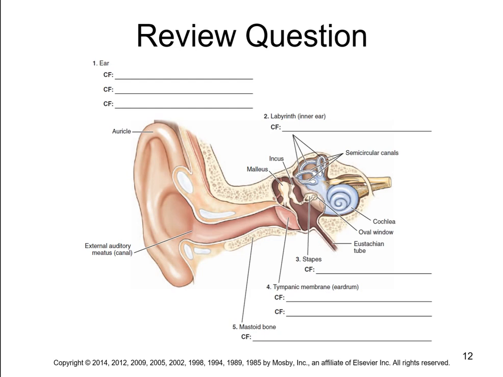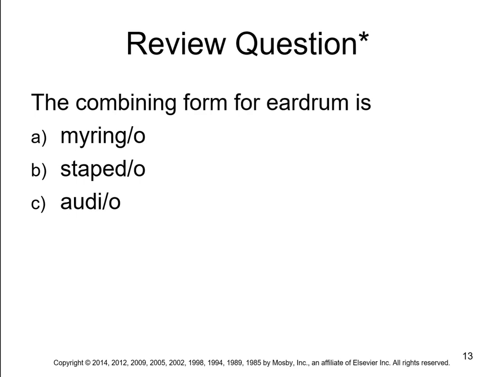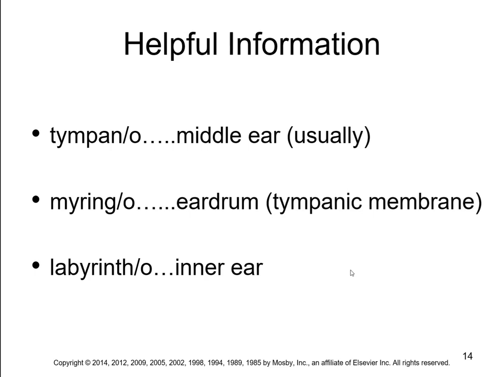So if you want to look at this and review these images yourself, this should be in your book. These are the combining forms that we just went over. So which of these is the combining form for the eardrum? Would it be myringo, stapedo, or audio? Well, we know that the eardrum, or the tympanic membrane, is myringo, so it is A. Stapedo, as we just said, is the stapes. And then audio is for hearing, so it's the combining form for just general hearing.